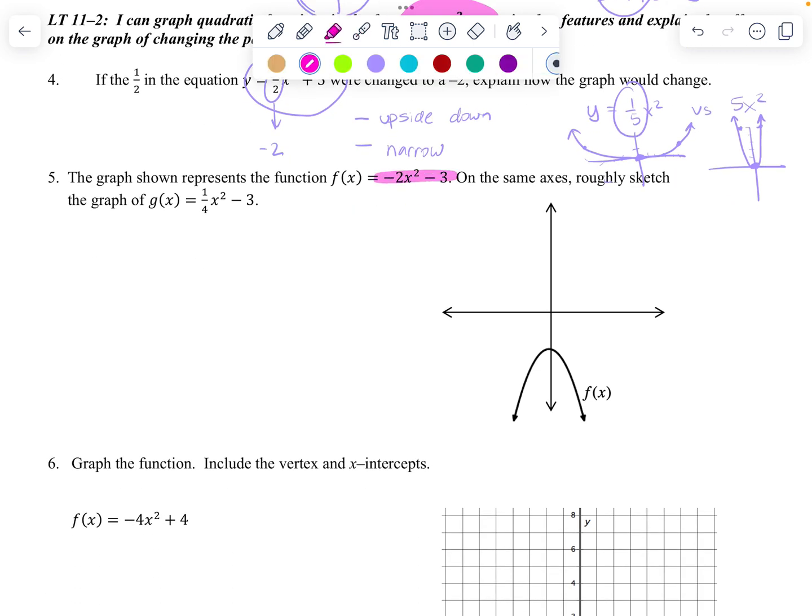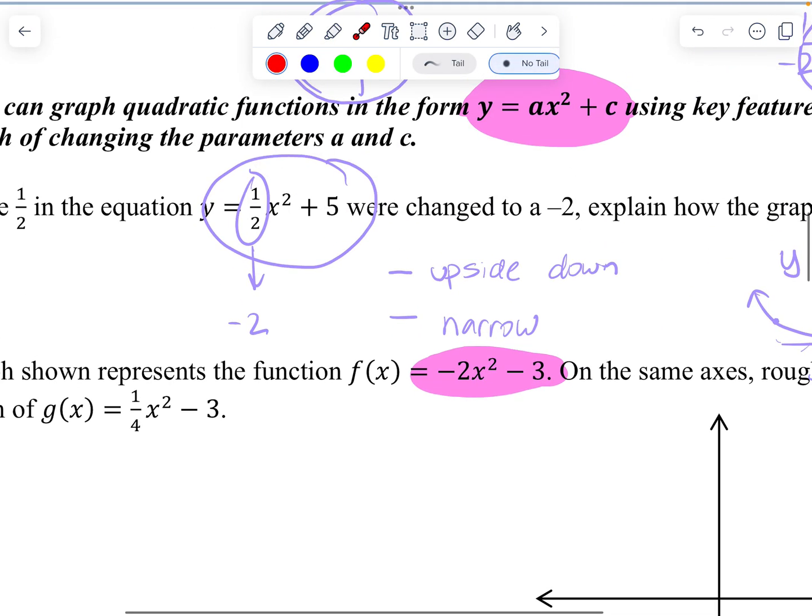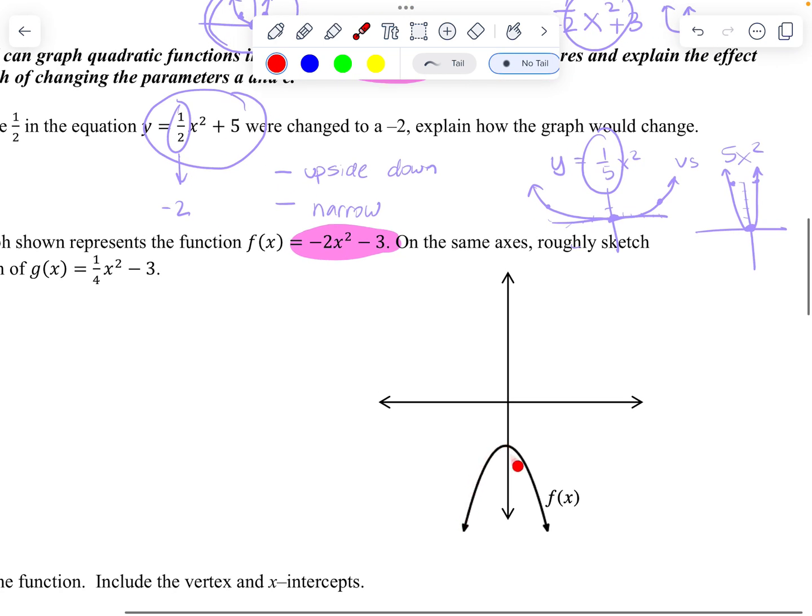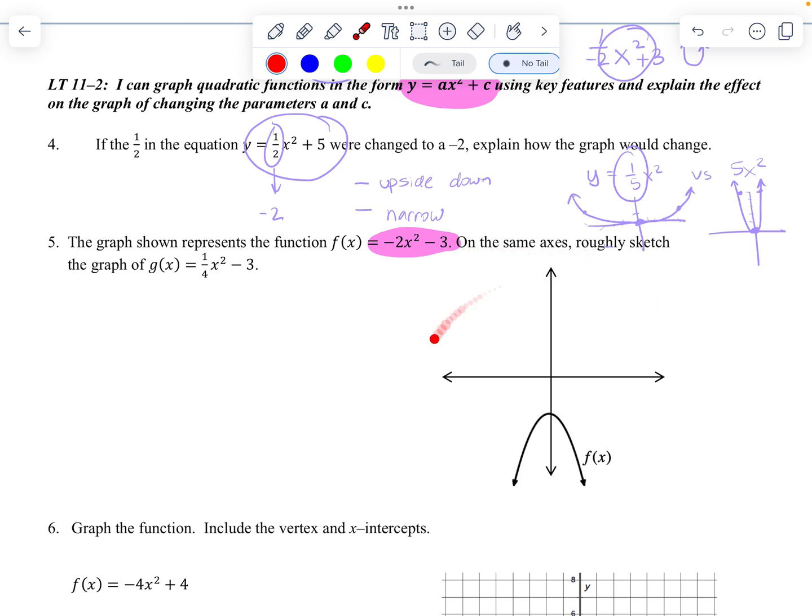We've got this equation, and before I even look at the graph, let's pretend I don't even know what it looks like. I know it's a U shape. I know it's been moved down 3, and I know it's upside down, and I know it's kind of narrow based on that too. So we've got a narrow-ish parabola that's been moved down 3, and it's facing upside down. So here it says on the same axis, meaning don't draw me another picture. Using this grid line, sketch this graph.